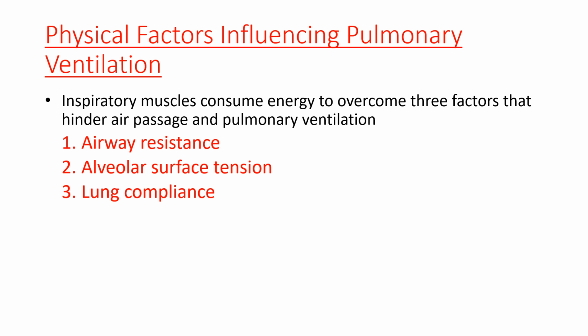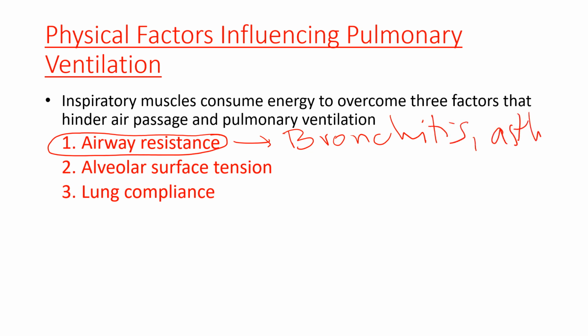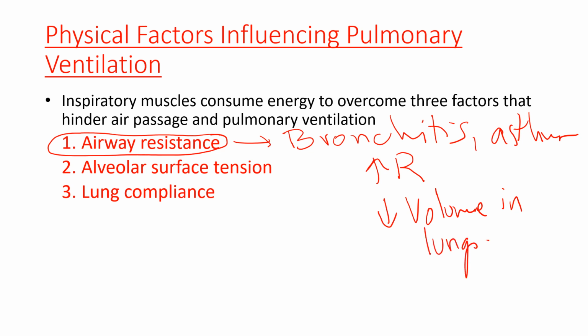So things that influence pulmonary ventilation, things that could potentially make the lungs collapse. Airway resistance, plugged conducting zone tubes, like bronchitis or asthma. So if we increase airway resistance, we're going to decrease the volume of the lungs. Less air can arrive at the lungs. Volume of air, I should say, volume of air in lungs. There we go. All right.